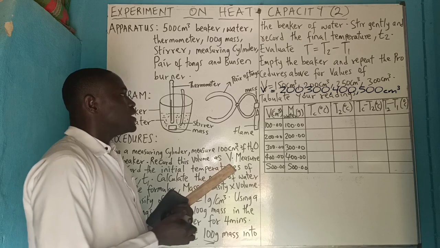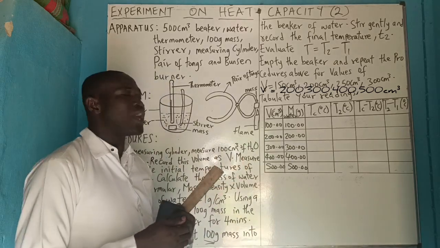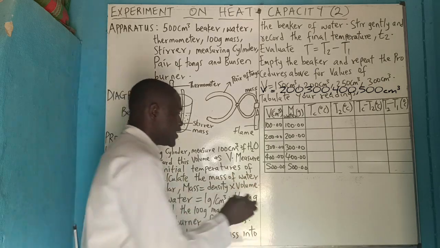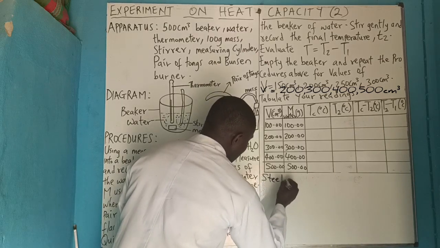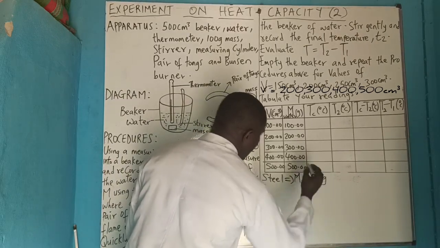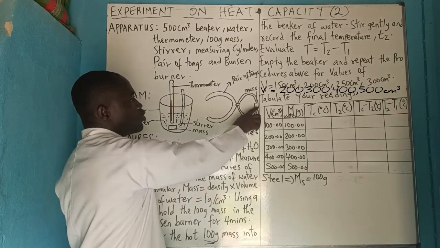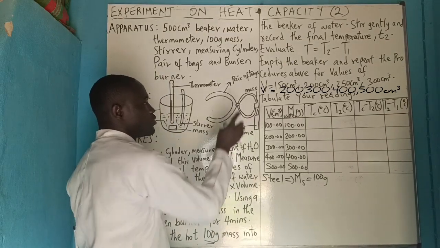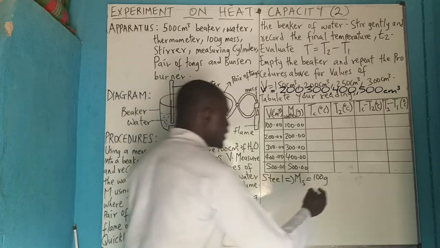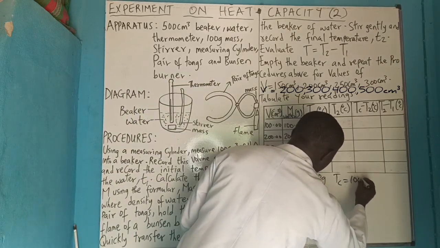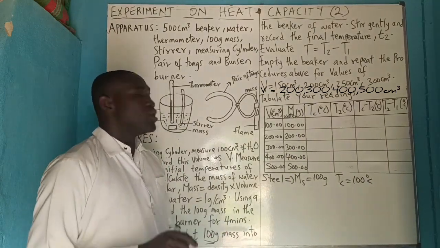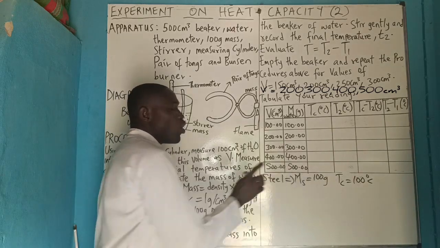Okay? Then this TC means the constant temperature you have to heat that mass given to you. In this case, the mass given to us is a mass of steel. Mass of steel is equal to 100 grams. Now, you have to use this pair of tongs and hold that mass of steel. Heat it with your flame. We heated it to a temperature of 100 degrees Celsius. That temperature, we call it the constant temperature of that mass. We ensure that we heat it to 100 degrees Celsius.